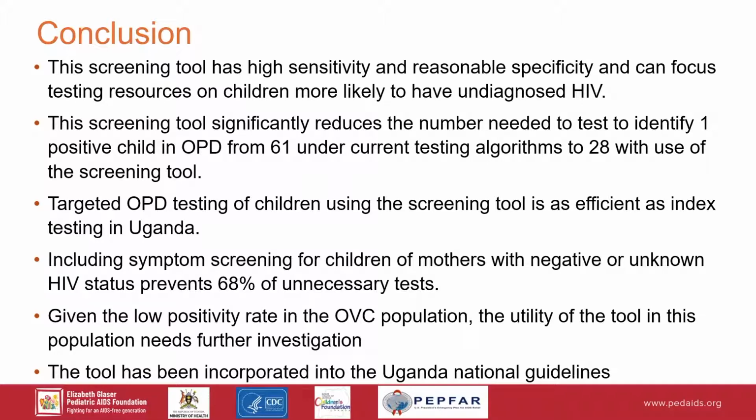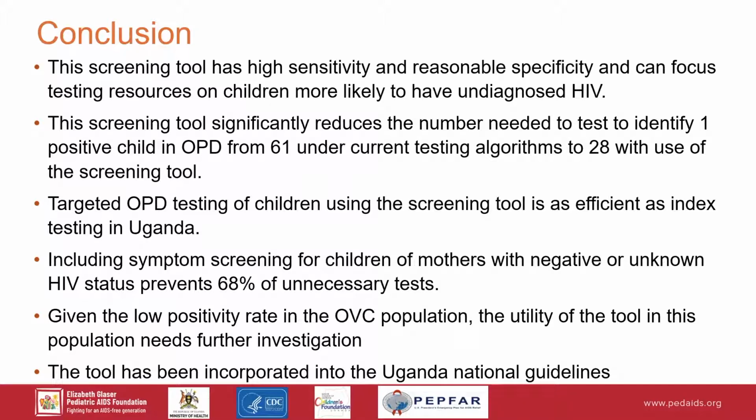In conclusion, this screening tool has high sensitivity and specificity compared to other tools in the region and can focus testing resources on children more likely to have undiagnosed HIV. Our screening tool significantly reduces the number needed to test to identify one HIV-positive child in OPD, from 61 under current testing algorithms to 28 with using the screening tool. Targeted OPD testing of children using the screening tool is as efficient as index testing in Uganda.